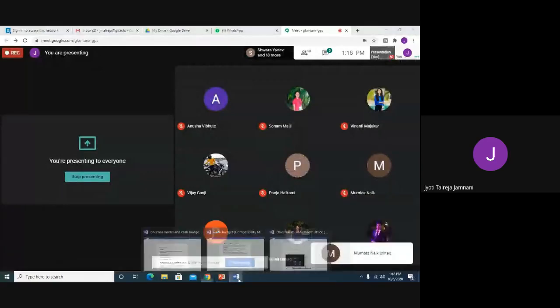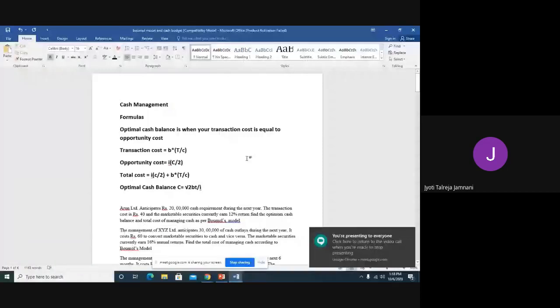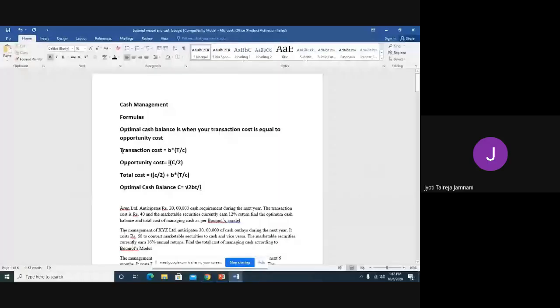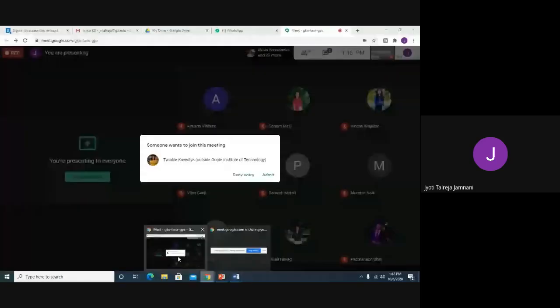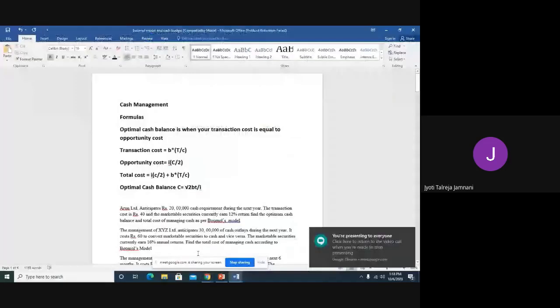So we are going to do problems on the Baumol model. First, I'll revise the model again. The Baumol model talks about optimum cash balance, and that is achieved when your transaction cost is equal to the opportunity cost. And how to find the transaction cost? The formula was B into T divided by C. The opportunity and total cost formula was I into C by 2 plus P into T by C. And the optimum cash balance formula was square root of 2BT divided by I.